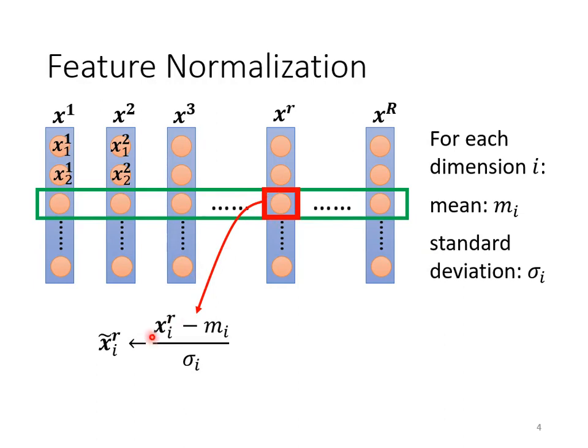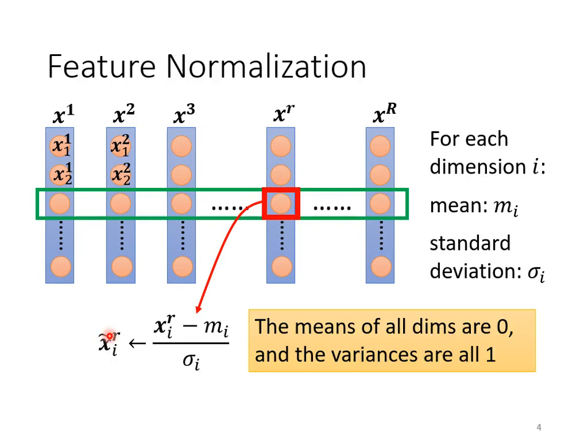We subtract the mean of this dimension from the x shown here, which is one of the values. We then take the subtracted x and divide it by the standard deviation of this dimension. We get a new value called x tilde by subtracting the mean from x and dividing it by the standard deviation. We then replace the old value with the new value. From now on, I will use the tilde symbol to represent the normalized value.